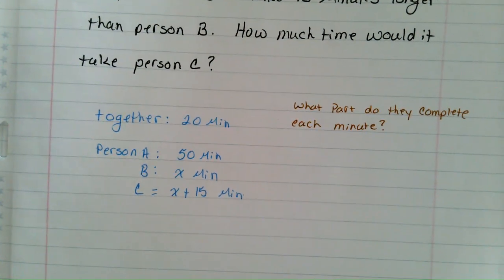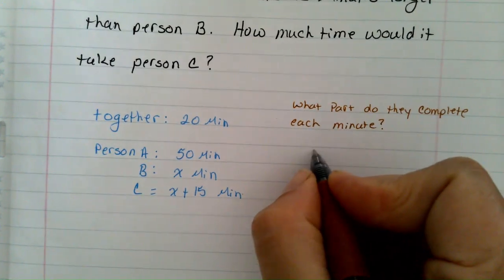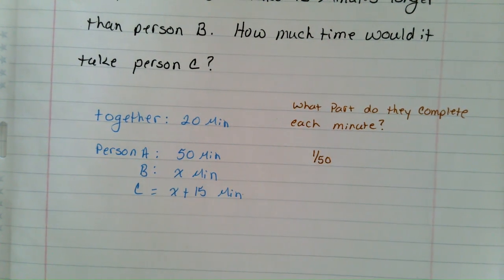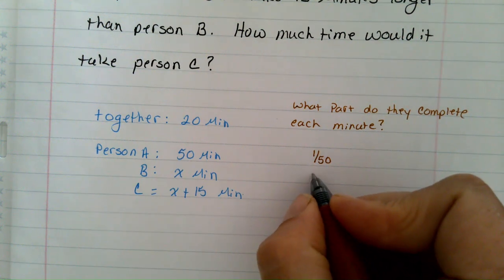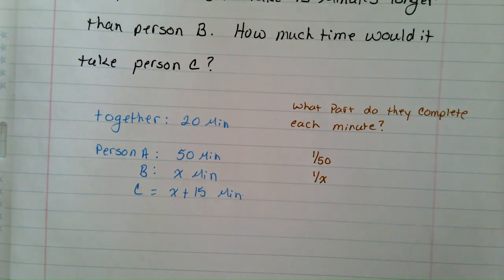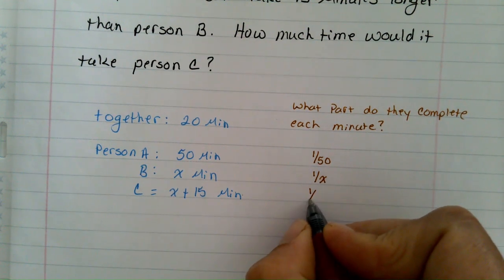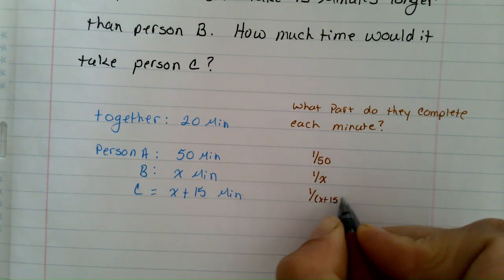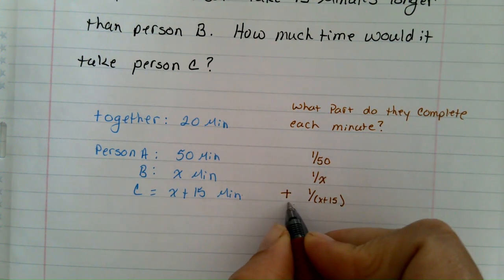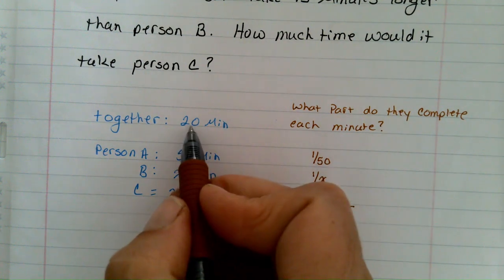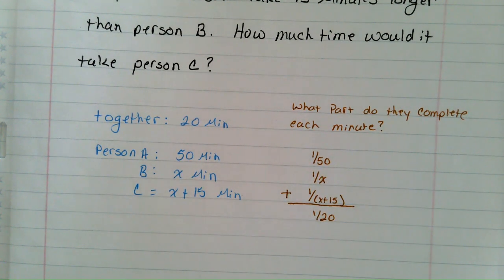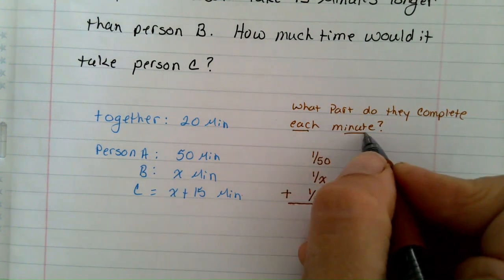Okay? So person A does 1/50th of the garden each minute. So person B would do 1 over X. We don't know how long that is per minute. And person C would do 1 over X plus 15 per minute. Now, when you combine those three together, they do 1/20th of the garden each minute.